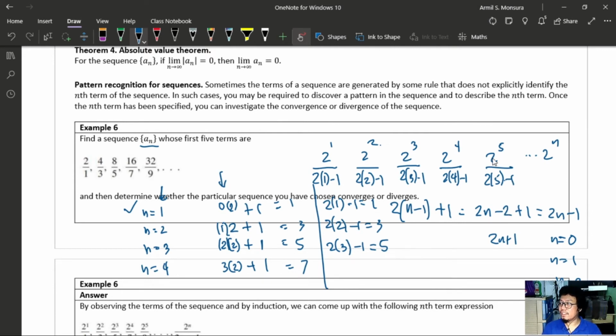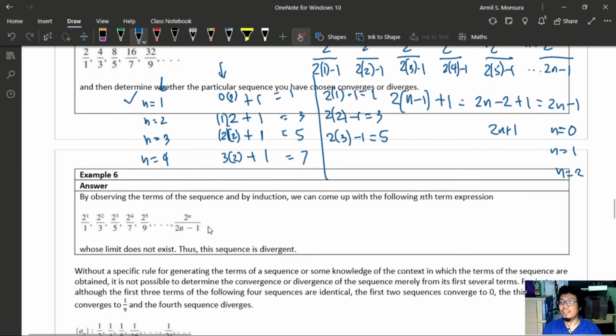And this is 32 over 9. This is 16 over 7. And so on. So the denominator here is actually 2 times n minus 1, so that might be my n term. So I can write that a_n is 2 raised to n over 2n minus 1.